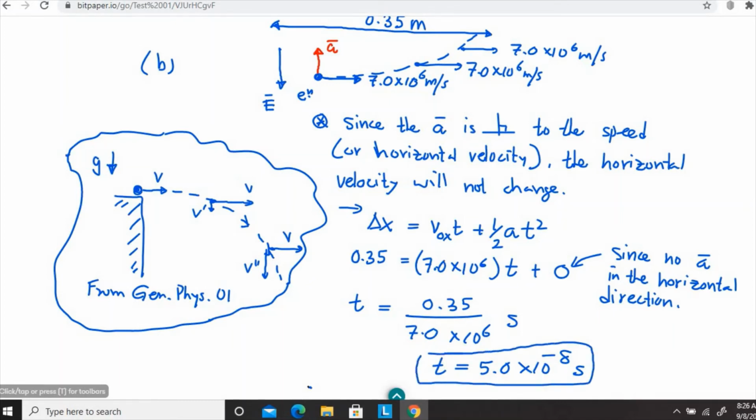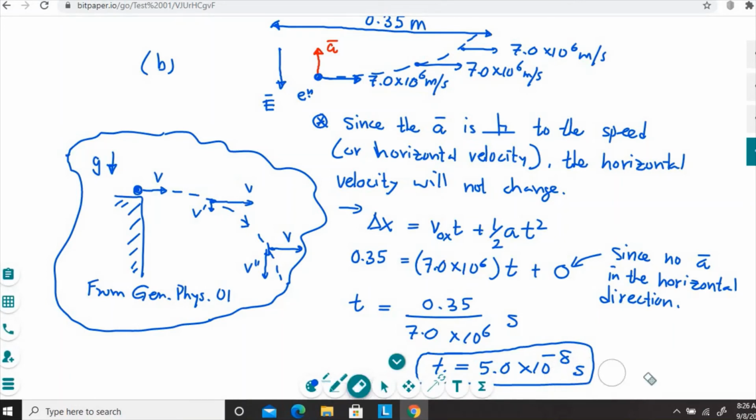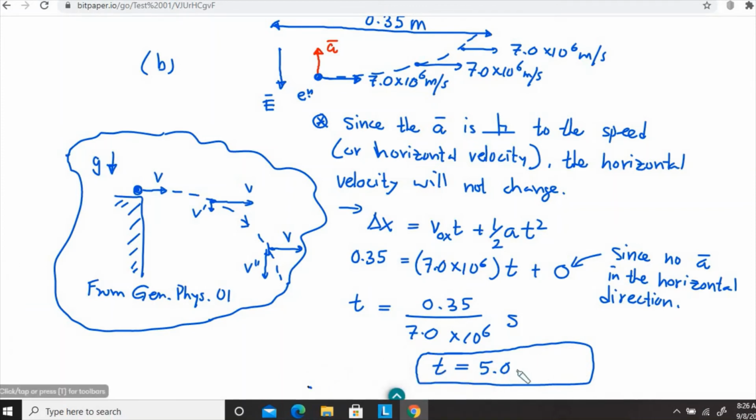It's very straightforward. You just need to remember your knowledge in kinematics in solving these projectile motion type problems. So that's the only thing that you need to remember. So I'll write this down more clearly, 10 to the power minus 8 seconds. That's how you do this part.